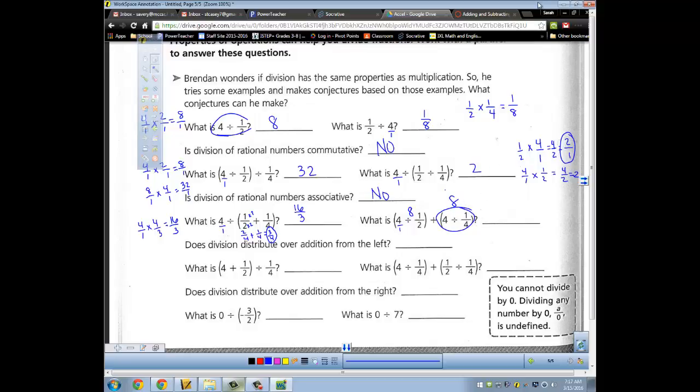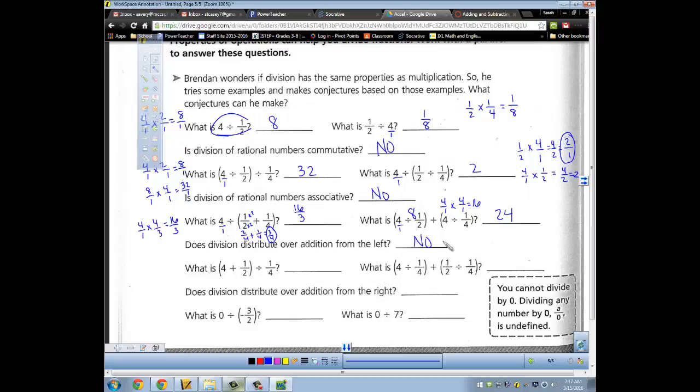Oh, sorry, I keep messing up, I'm sorry. 4 divided by 1/4 is not the same as over there. Okay, 4 over 1 times 4 over 1, that's 16. So 8 plus 16 is 24. We did not get the same answer, so no.